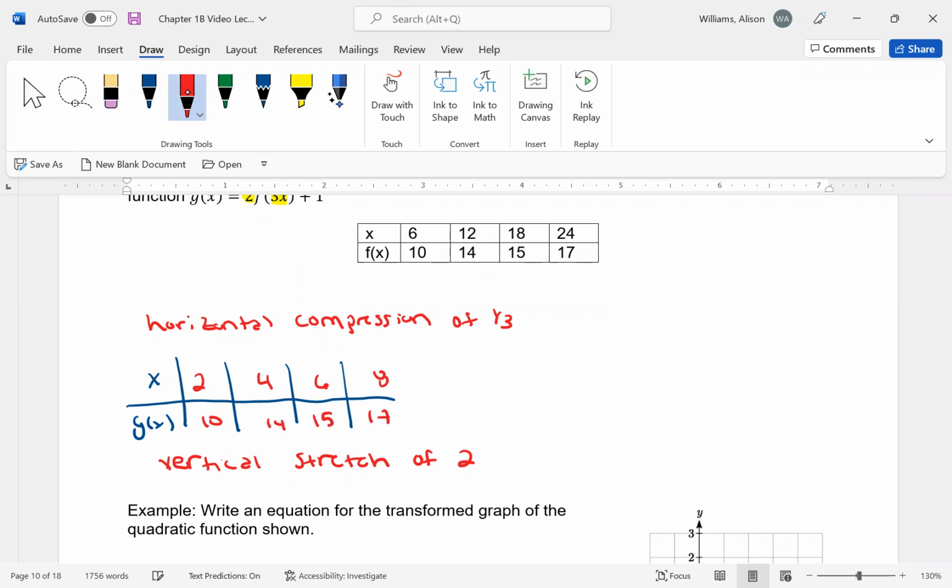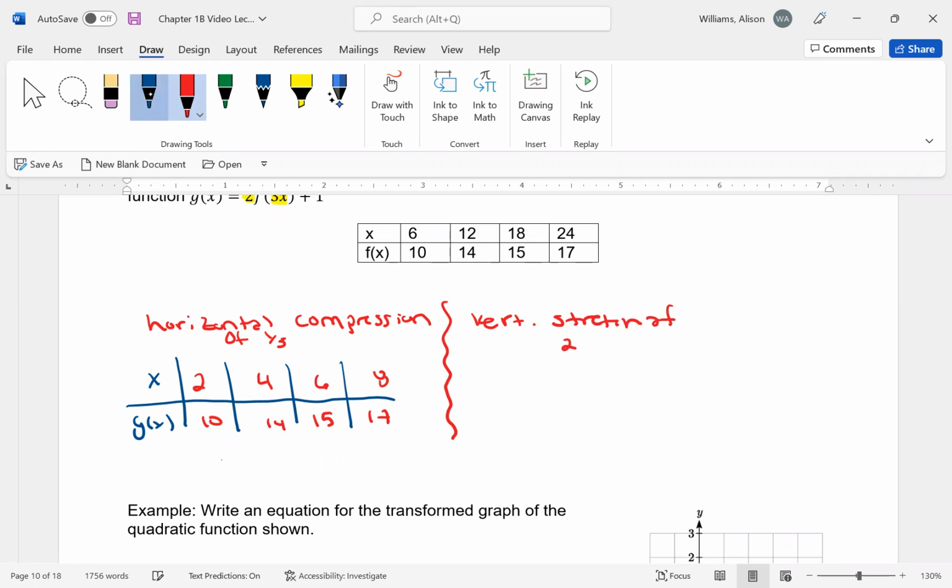I apologize. So now let's do the vertical stretch. I'll do it right next to it. So the vertical stretch, that's the horizontal compression of 1/3. So now the vertical stretch of 2 is going to look like this. So now it's affecting the output values, still referring to G of X here. So same inputs, but this time the outputs are going to multiply by 2. So that's going to be 20 and 28 and 30 and 34.